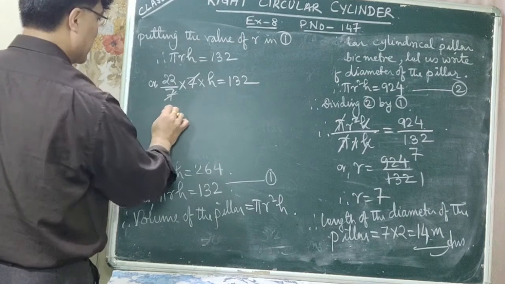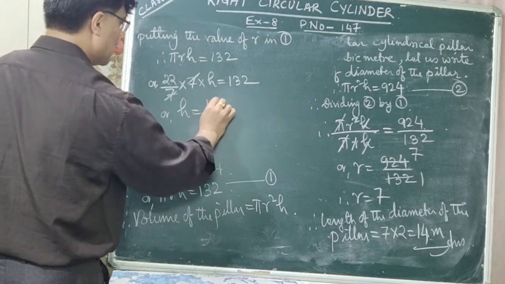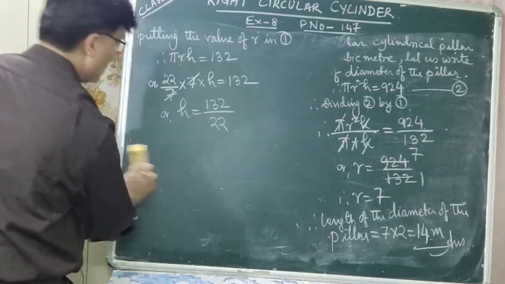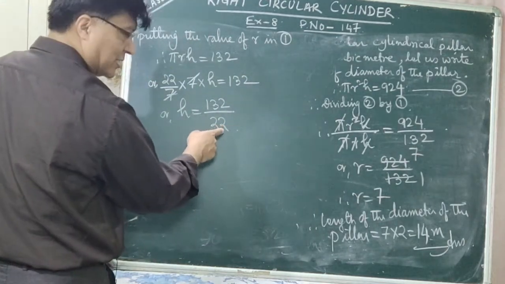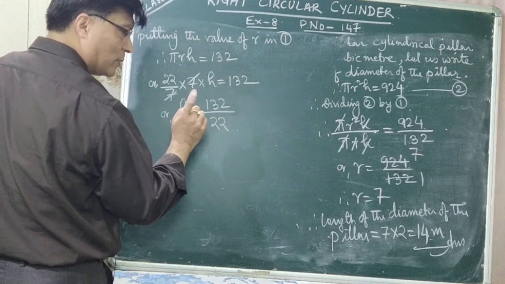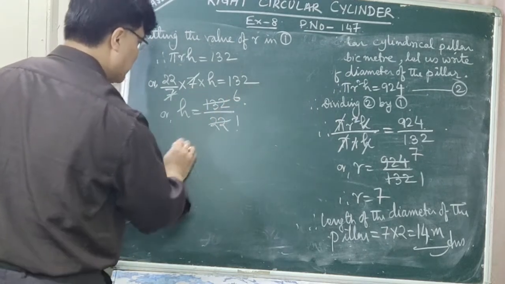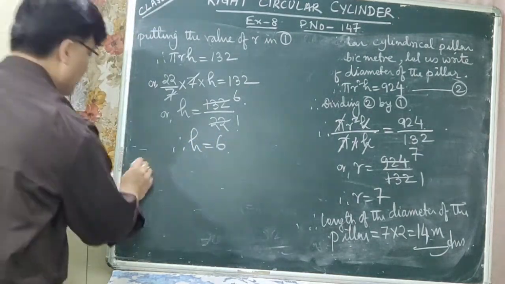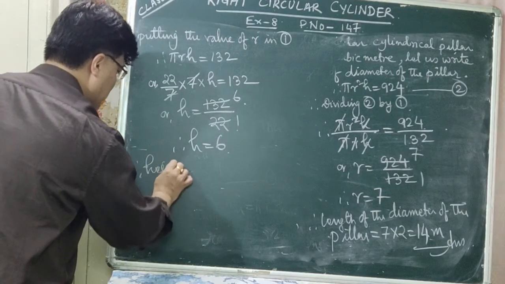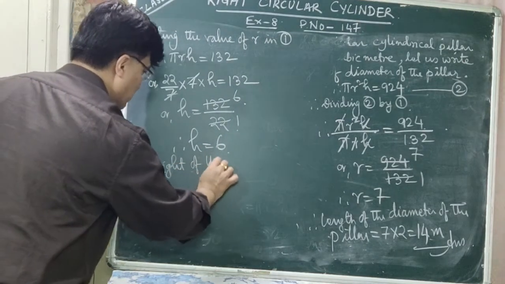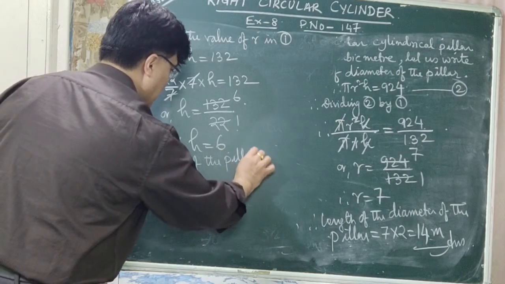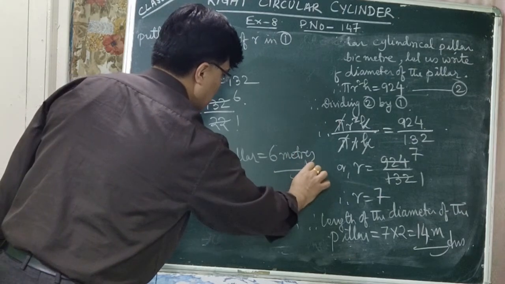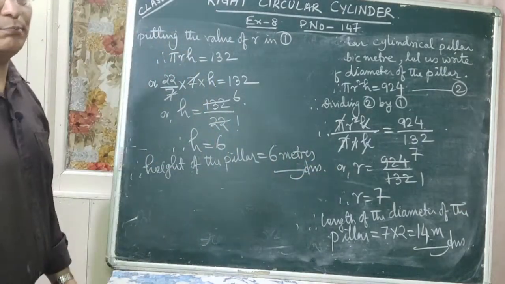So here 7 gets cancelled. What is the value for h? This is 132 divided by 22, right? 6 twos are 12, 2 and 1 carry; 6 twos are 12 plus 1 is 13. So it goes 6 times. So h is equal to 6. What is h actually? Height of the pillar. So therefore height of the pillar is equal to 6 meters. So this is the answer for height of the pillar.